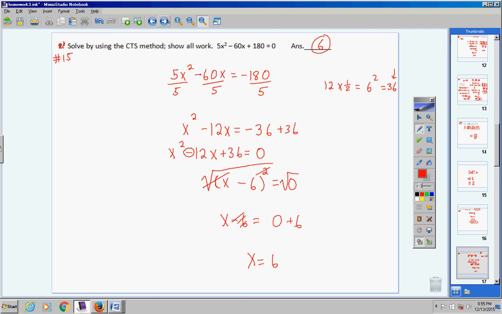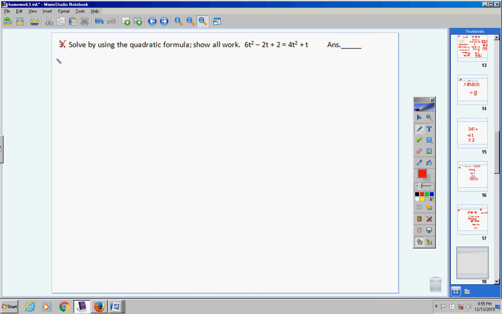Alright, moving on. Number 16. We're going to use the quadratic formula. Number 16, okay? So here we go. Remember, never, ever use the quadratic formula unless one side's equal to 0. So bring your 4t squared over and make it a negative 4. Bring your t over and make it a negative t, and you're left with 2t squared. Here you have a negative 2 and a negative 1. Don't forget there's a negative 1 there. So negative 3t, and then positive 2 equals 0.